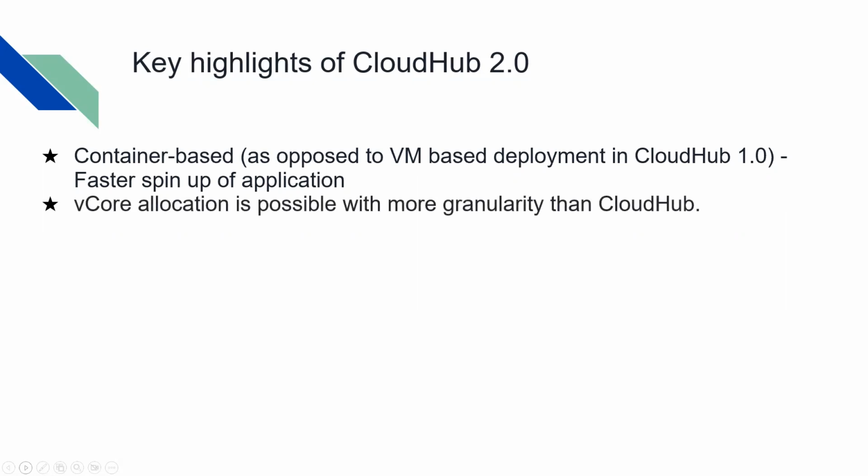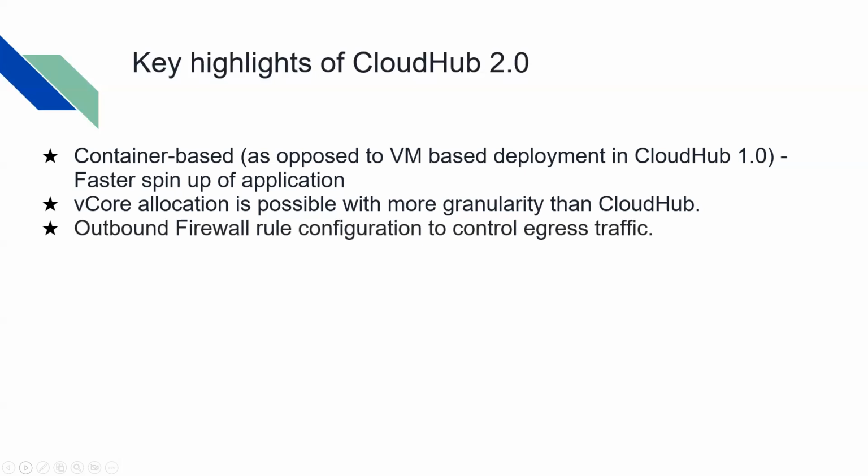Much more granularity is possible in CloudHub 2.0 in terms of vCore allocation. So if you remember, in CloudHub 1.0, you can allocate 0.1 vCore, 0.2 vCore, and then straight away you have to go to 1 vCore and then 2 vCore. But in CloudHub 2.0, you can proceed like 0.1 vCore, then 0.2 vCore, then 0.5 vCore, then 1 vCore, then 1.5 vCore, then 2 vCore. So in terms of vCore allocation, much more fractions are possible.